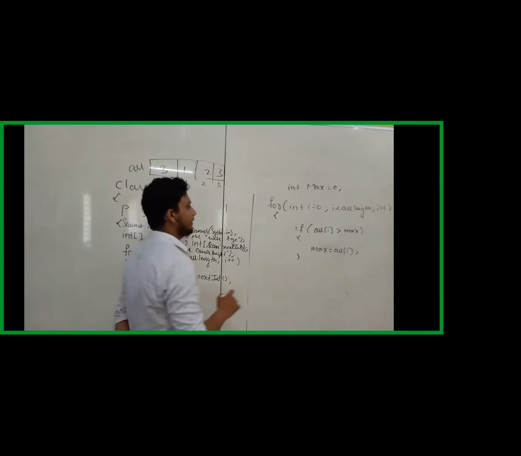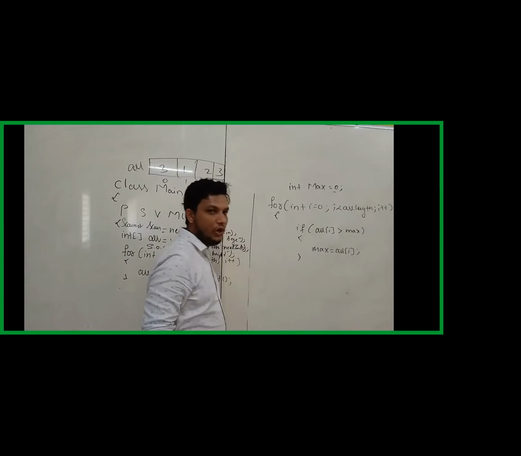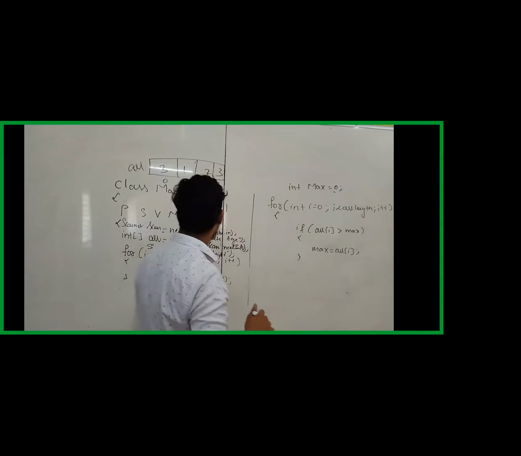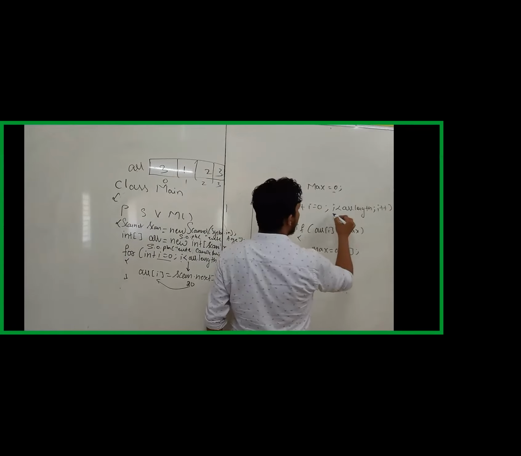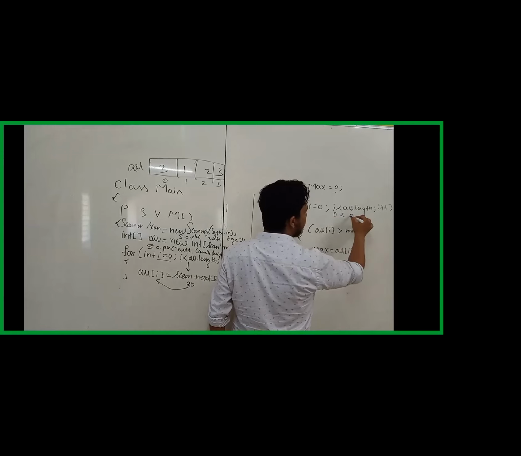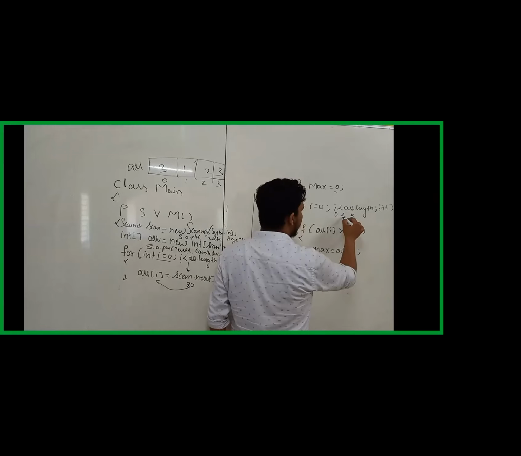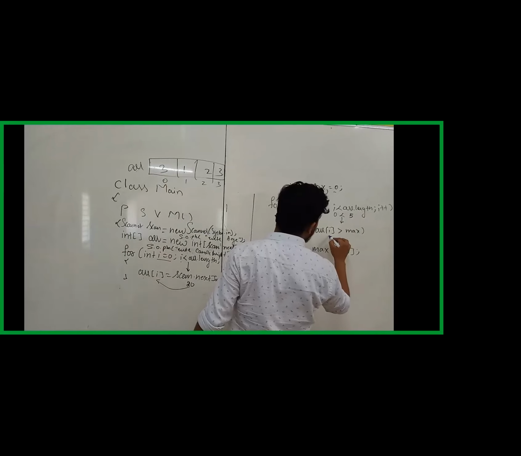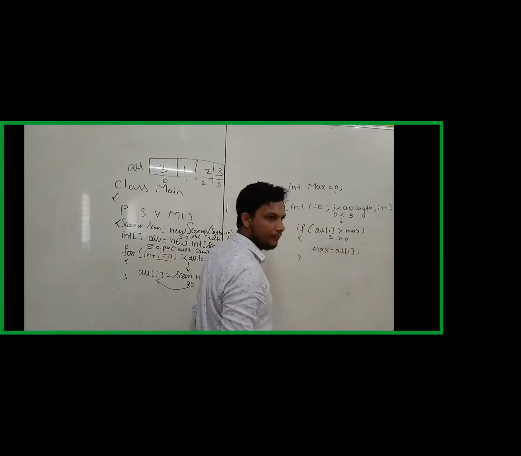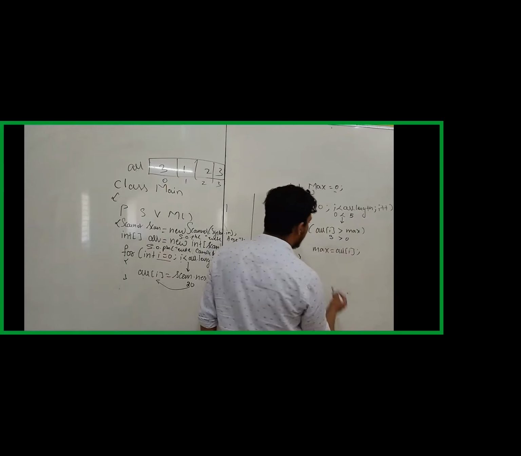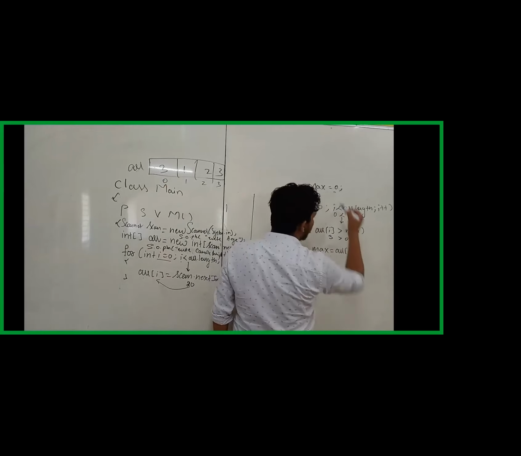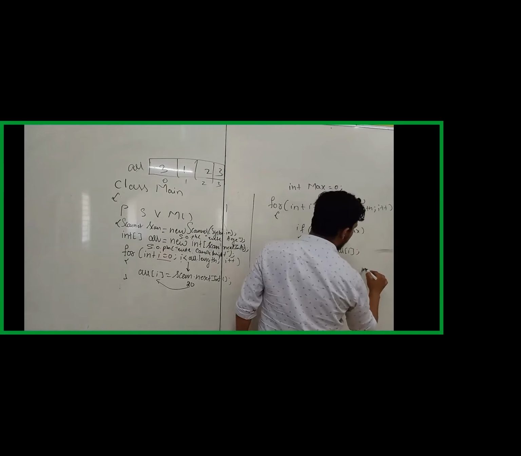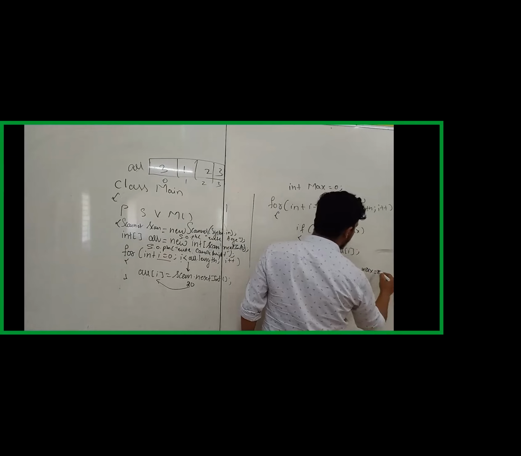How? Let's do that. Initially max is equal to 0, so the largest candle height I have taken is 0. I is equal to 0. Is 0 less than the length? The length is 5 here, so 0 less than 5 is true. It will come inside. So arr of 0 is 3. Now tell me, is 3 greater than 0? Yes, so I'll change max. Initially max is equal to 0.